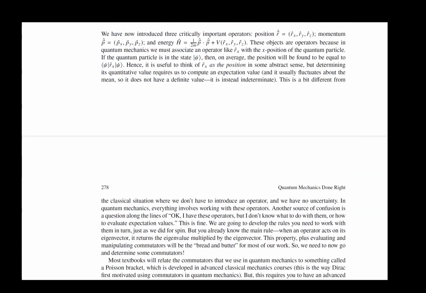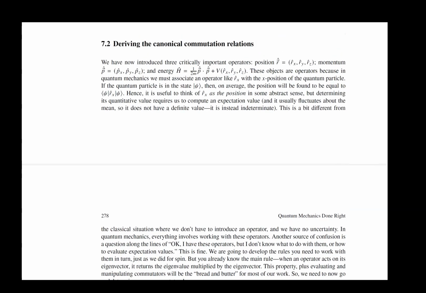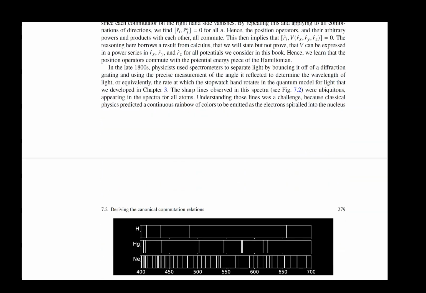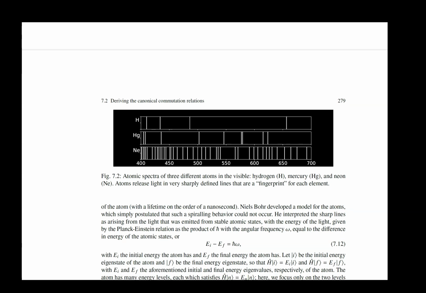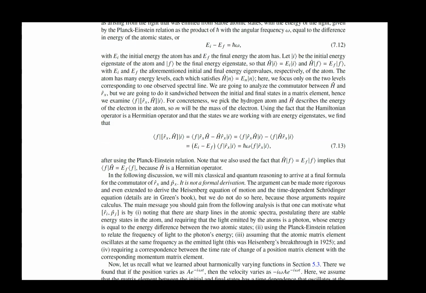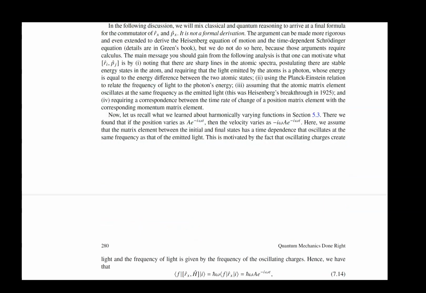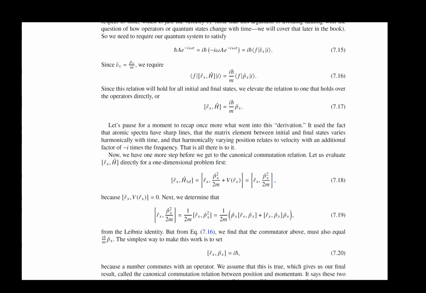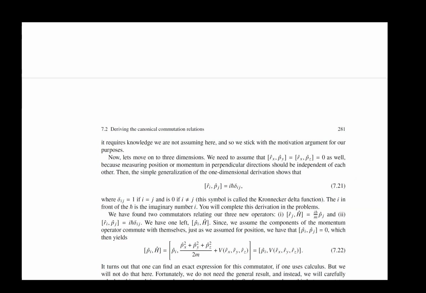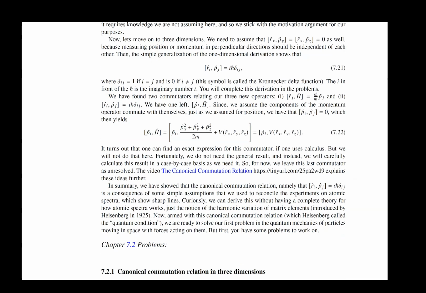Then we derive, in quotes, the canonical commutation relation. It's really very strongly motivated, but we do it by using the fact that spectra and atoms have sharp lines, and the Planck-Einstein relation and the ideas from the Bohr orbit that there are stationary or stable states. And then essentially just using the Leibniz rule, we motivate very strongly what the canonical commutation relation is. It's a very nice way of thinking about it, and I really like the fact that we can motivate the canonical commutation relation via a connection to experiment.